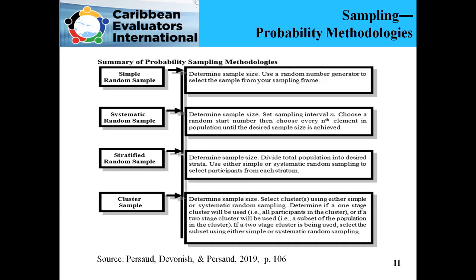Finally, cluster sampling is suitable when the population of interest is scattered over a wide geographical area, such as an entire country. Depending on the evaluation questions, it may be necessary to use a 1-stage or 2-stage cluster, and then we would go back to one of the previous methodologies like simple or stratified to actually select the sample.